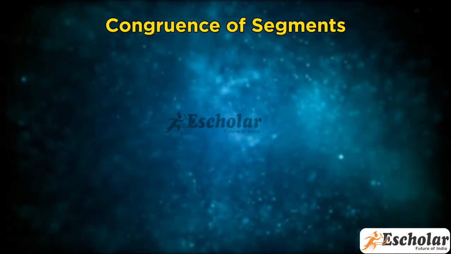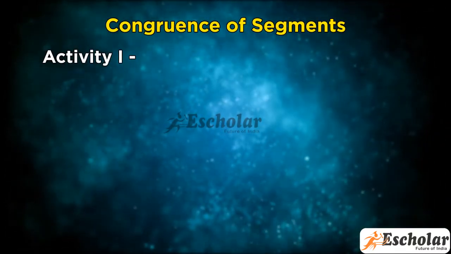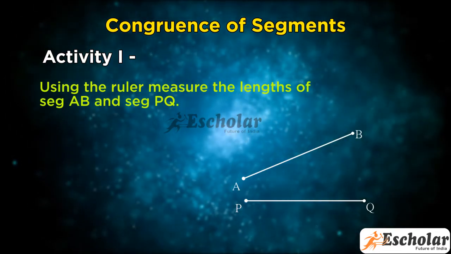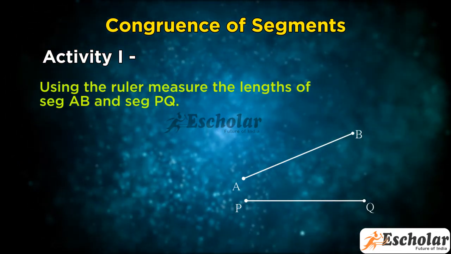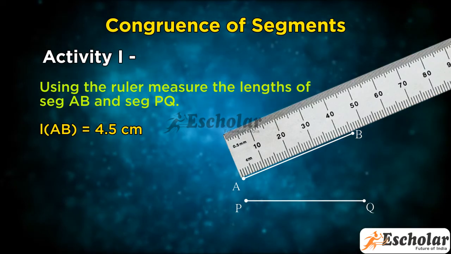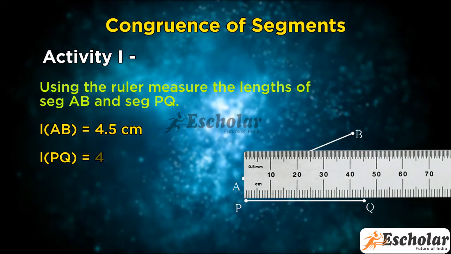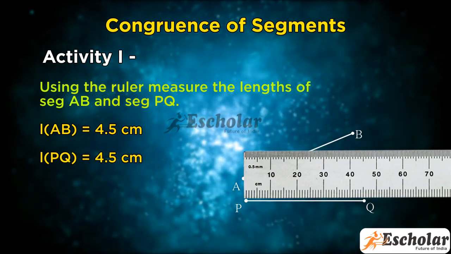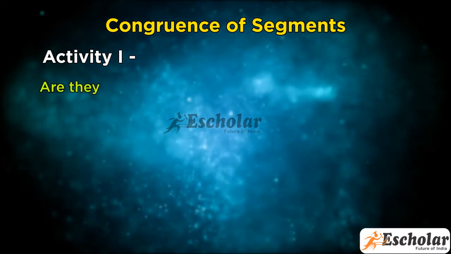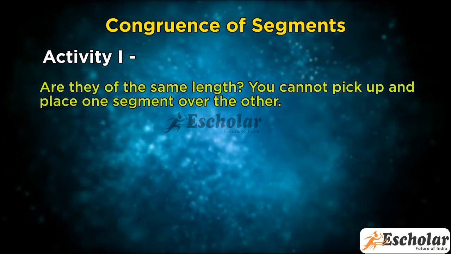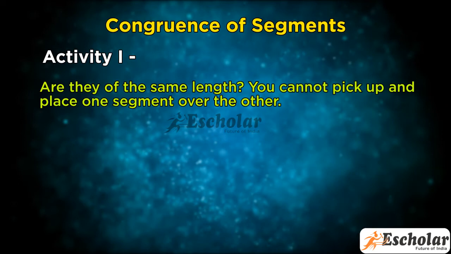Congruence of segments. Activity 1. Using the ruler, measure the lengths of segment AB and segment PQ. Length of AB is equal to 4.5 cm. Length of PQ is equal to 4.5 cm. Are they of the same length? You cannot pick up and place one segment over the other.